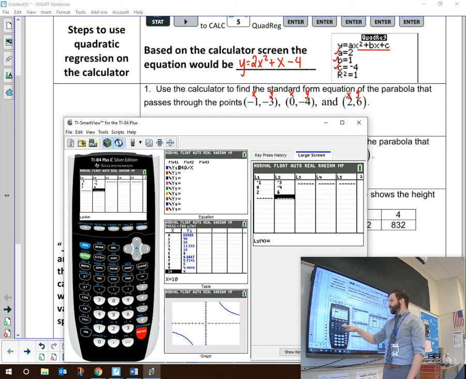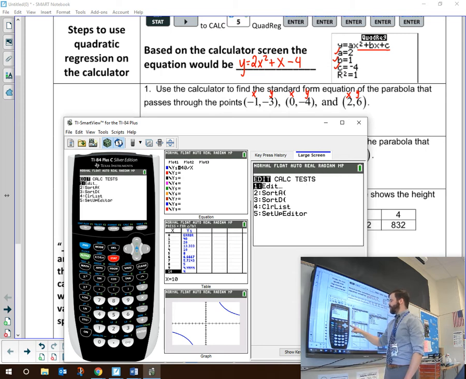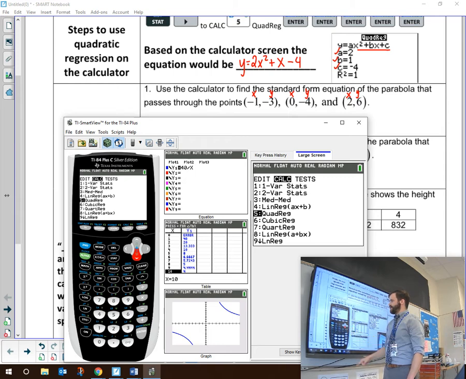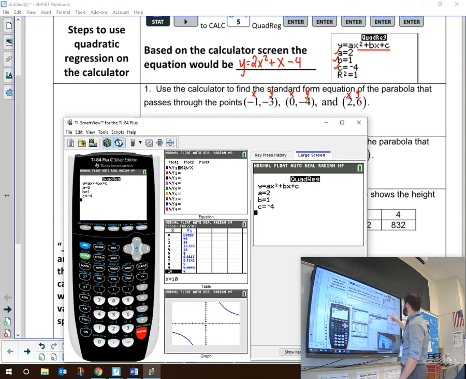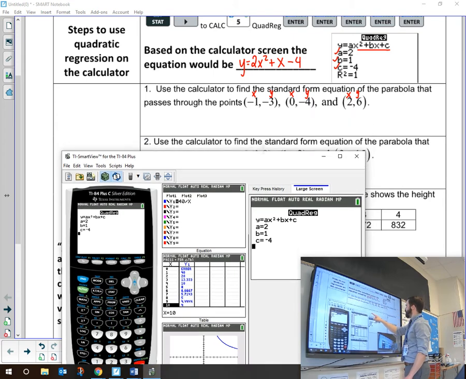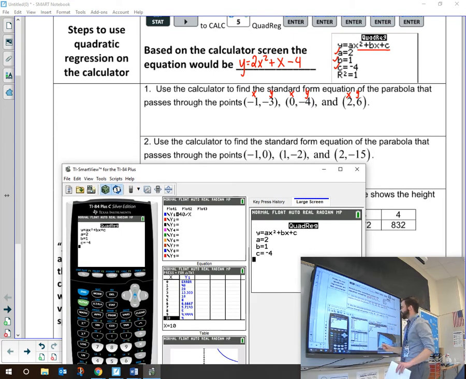So now that I have my x's in list 1 and y's in list 2, we go back to Stat, we go over 1 to Calculate, and then we go down to number 5, Quadratic Regression. We click Enter on Quadratic Regression, and then it says X list, list 1, Y list, list 2. We don't care about frequency list or the store reg, and we just go to Calculate. Hit Enter, and it's going to give me my equation. Here is my equation for this one.